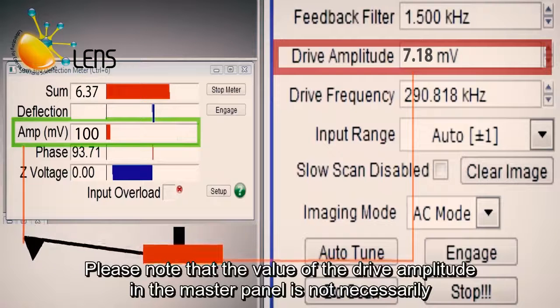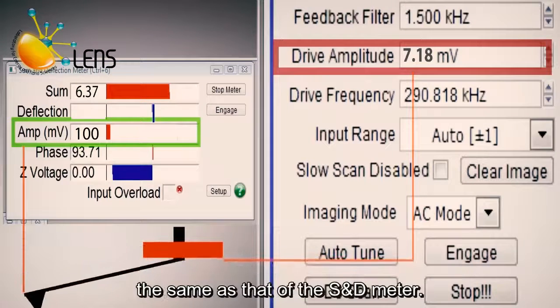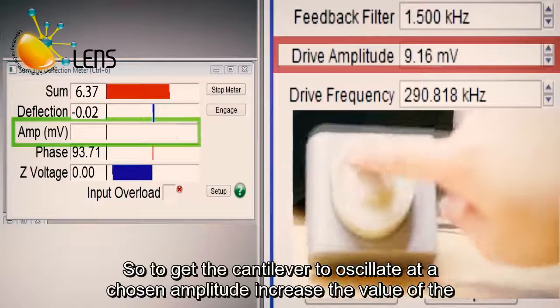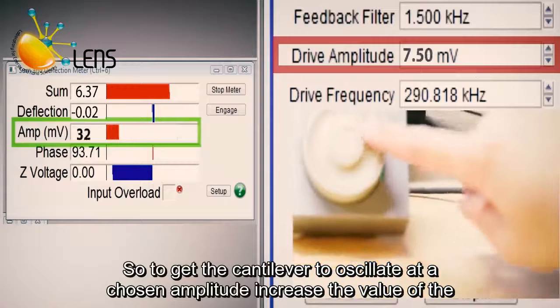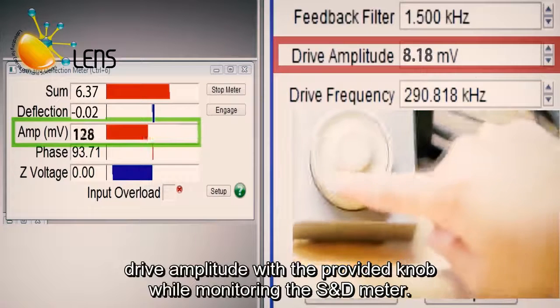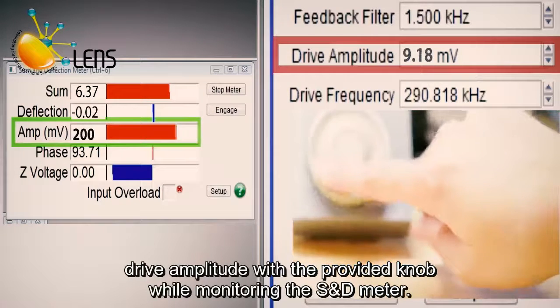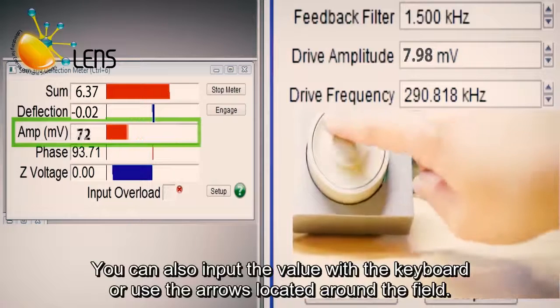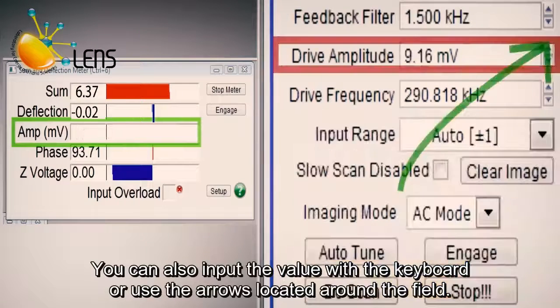Please note that the value of the drive amplitude in the master panel is not necessarily the same as that of the S&D meter. So to get the cantilever to oscillate at a chosen amplitude, increase the value of the drive amplitude with the provided knob while monitoring the S&D meter. You can also input the value with a keyboard or use the arrows located around the field.